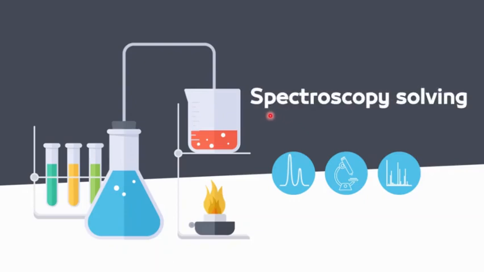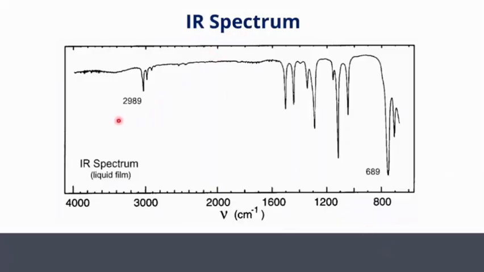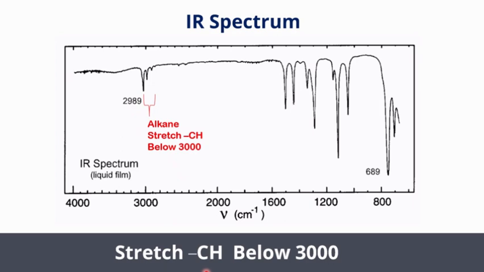Hello, I will talk about spectroscopy problem 13, so we will try to find the compound. We will start right now. From the IR spectrum we find one stretch at 2989 that belongs to the alkane functional group. And that is the only stretch that we found from the IR spectrum. So we will look at the mass spectrum.